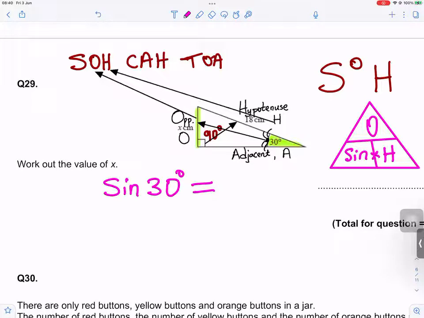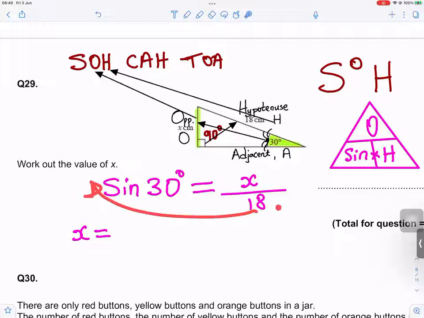You cover the opposite. So sine 30 degrees is opposite, which is x, what we're looking for, divided by 18. So x equals, you take 18 to the other side. It's divided by 18 on the right, you take it to the left, it becomes times 18. So it becomes 18 times sine 30 degrees.